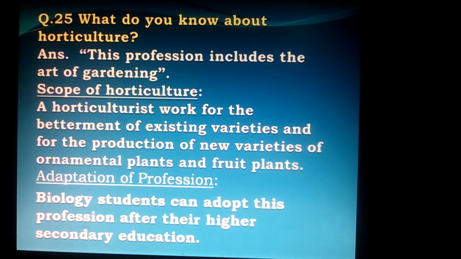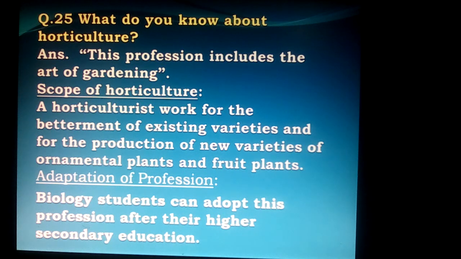Then question number 25 says, what do you know about horticulture? I told you that horticulture is gardening. So this profession includes the art of gardening. This is not a simple gardening process. Basically, horticulture is the art of gardening. So when the question comes, what do you know about horticulture, you have to tell the scope also and the adaptation also.